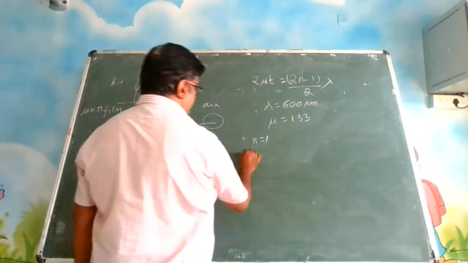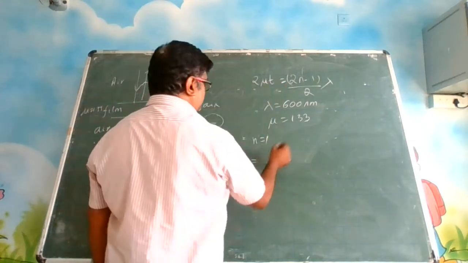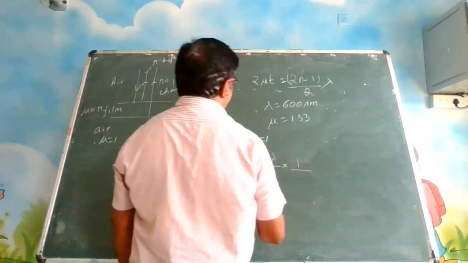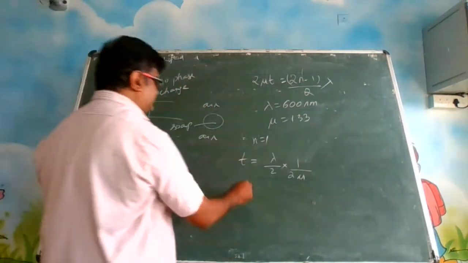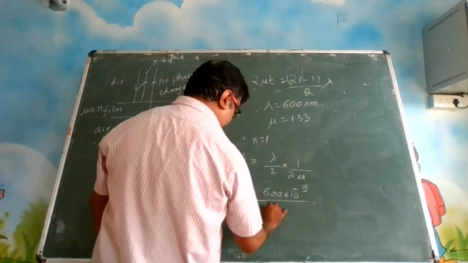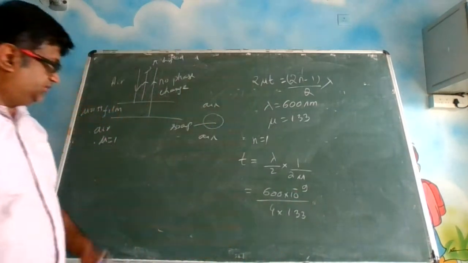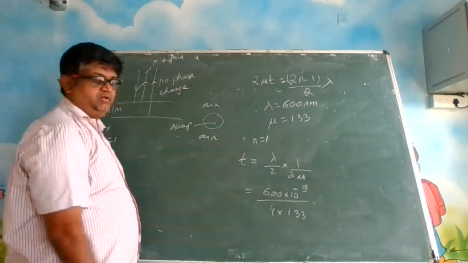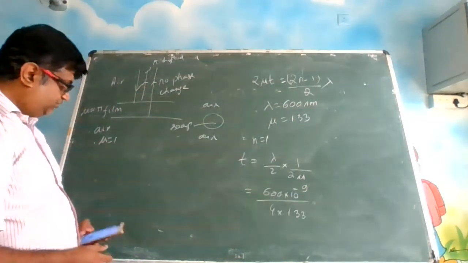So you have to find out the t value. So t will be equal to (2 into 1 minus 1) into lambda by 2, into 1 divided by 2 mu. So it is 600 nanometer, 600 into 10 power minus 9 divided by 4 into mu. So this is your answer. This part is easy, there is nothing in this. You have to understand which condition you have to put. You can make a simple diagram like this so that there is no confusion.